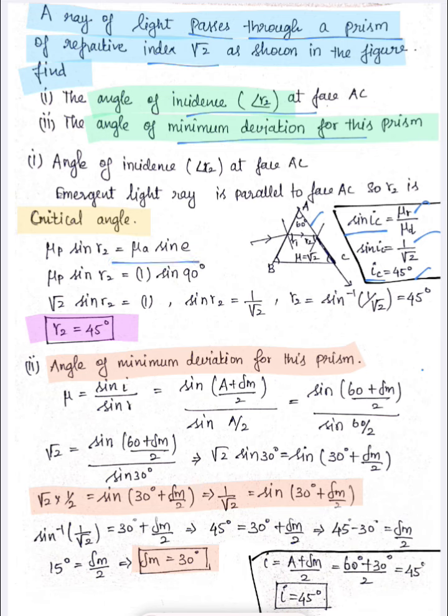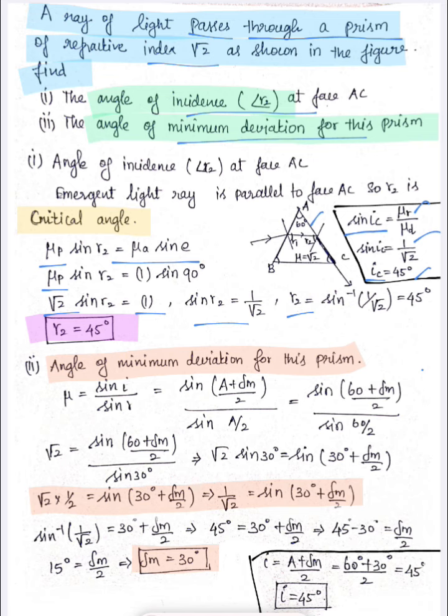find the angle of incidence, that is, refractive index of prism into sine R2 equals refractive index of air into sine of emergence. We know refractive index of prism is √2 and refractive index of air is 1. So we get sine R2 equals 1 by √2 and R2 equals sine inverse of 1 by √2, which is equal to 45 degrees. So this way we find the angle of incidence at surface AC.